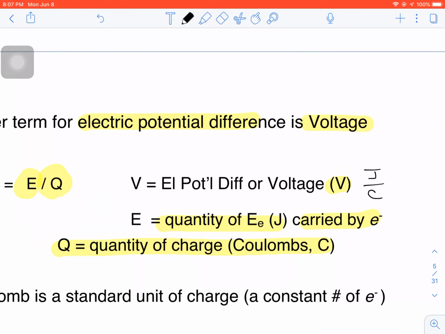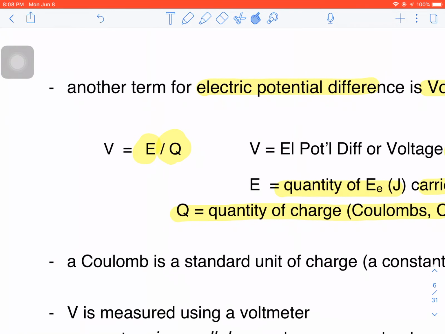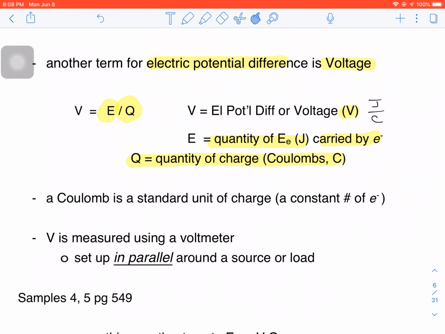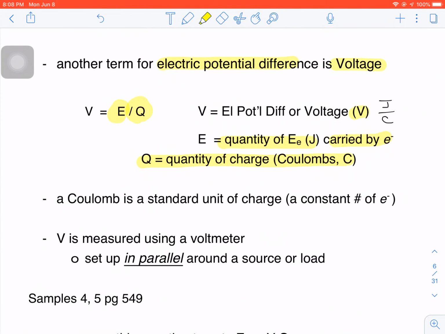So I'm comparing how much energy different electrons are carrying, based upon a standard number of electrons, which is the coulomb, and the amount of energy, just like we've been doing all through this course, measured in joules. Okay, so we know that a coulomb is our standard unit of charge. It's a quantity of electric charge. Right? And we're going to measure our voltage or electrical potential difference using a voltmeter.